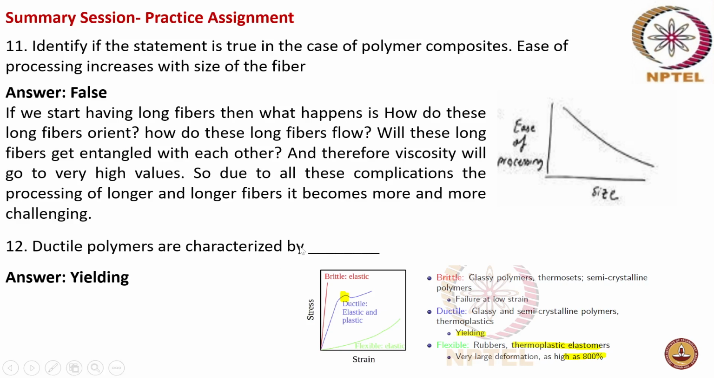Whereas in the case of your brittle polymers, they have a failure at lower strains. There is no yielding, it just fails. Whereas in the case of flexible polymers, you will have very large deformation. So this is the case for brittle, ductile and flexible polymers. And your ductile polymers are characterized by yielding, which is nothing but your plastic behavior. So there is some associated permanent change in the structure of the polymer.